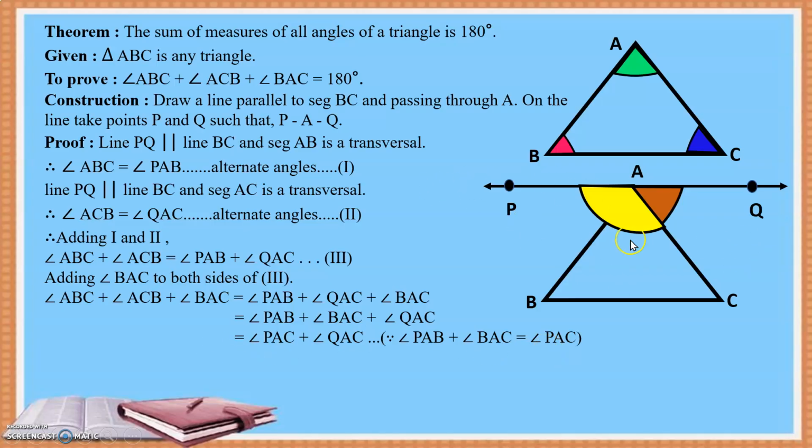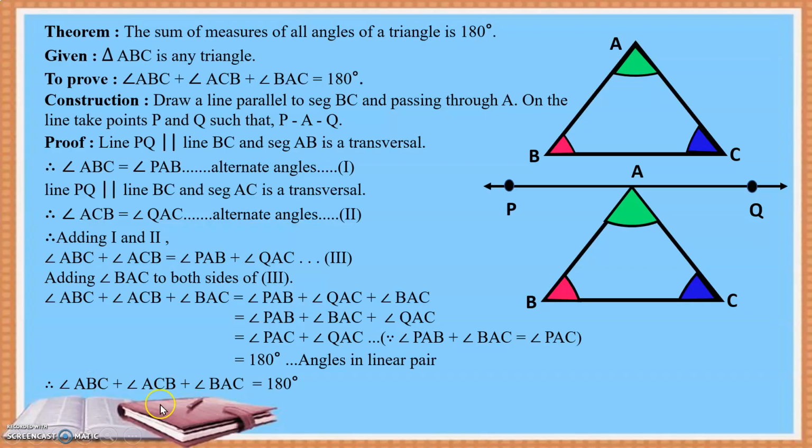So now PAC plus QAC, these two angles are forming a linear pair of angles. So this will be equal to 180 degrees because the angles in a linear pair add up to 180 degrees. And therefore, we can say that angle ABC plus angle ACB plus angle BAC will be equal to 180 degrees. So let's write the final statement. Hope this is clear, students. And then we write the concluding statement, that is, the sum of measures of all angles of a triangle is 180 degrees.